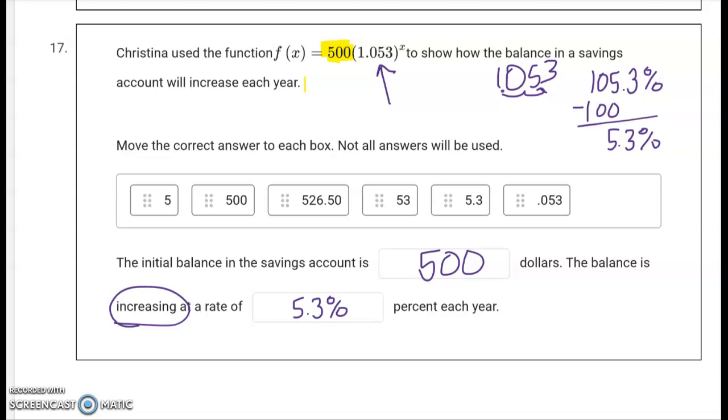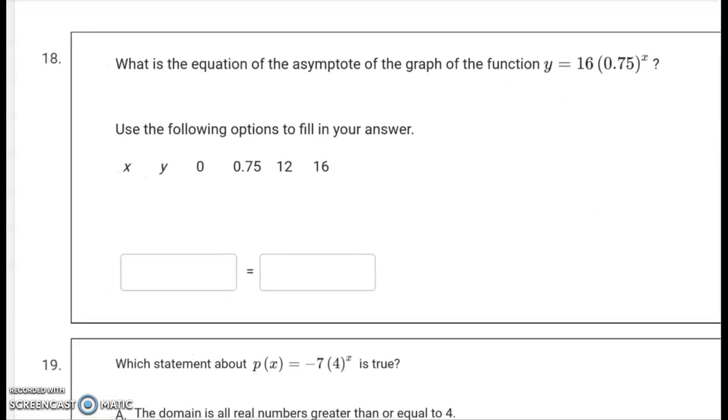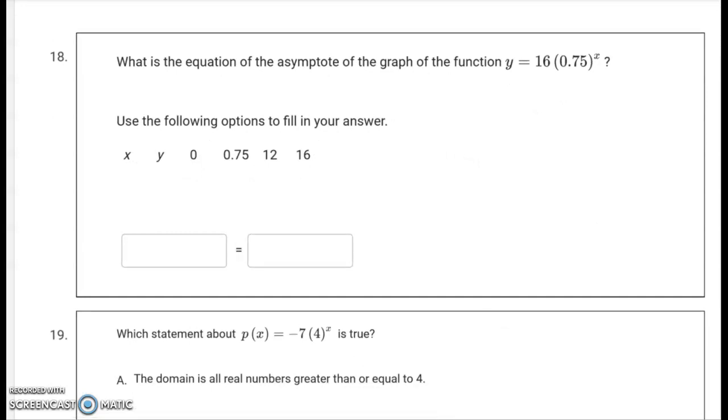Okay. Let's go and look at 18. The asymptote is always the same. It is always the same. It does not change. It is always y equals 0. Always. Memorize it. You'll need it for the test.